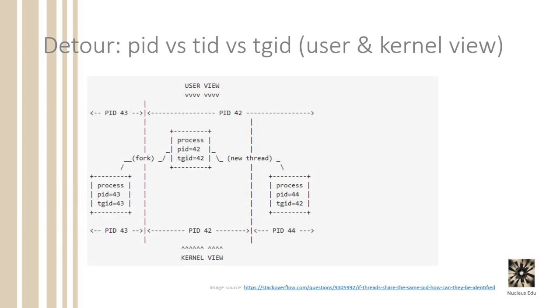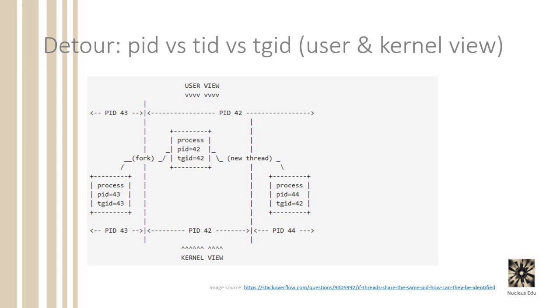To see this a little more graphically, I have taken this from a Stack Overflow question and answer. Suppose there is a process in the middle which has PID and TGID as 42. If it creates a new thread, which is on the right-hand side, you will see that the new thread's PID would be 44, because it's a new thread, which is basically a TID, but the TGID would still be 42.